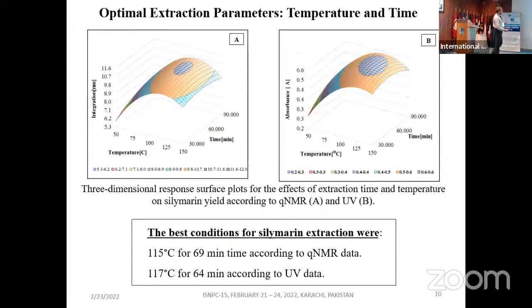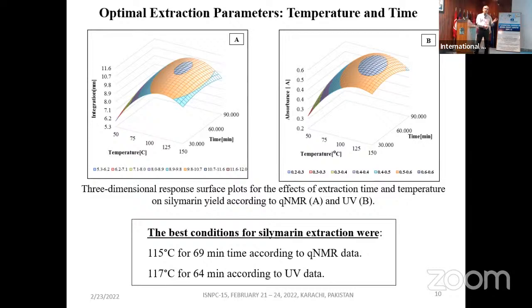Then we try to study, by response surface methodology, the main factors affecting the extraction process. These were the time and temperature, and we get a hot spot here, the best condition to get silymarin, the optimum temperature and optimum time to get the highest amount of silymarin, using these times, 30 minutes, 60 minutes, 90 minutes, and using different temperature ranges.